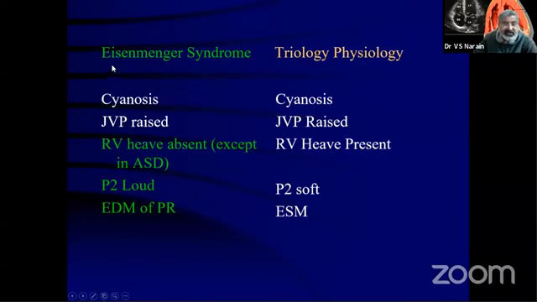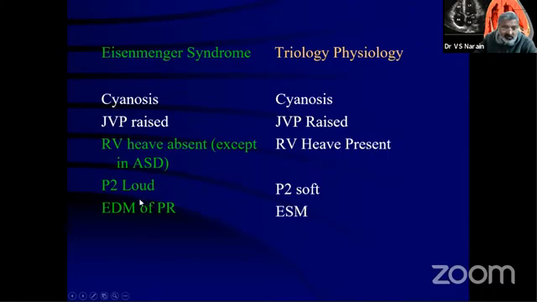How do you differentiate between Eisenmenger and tetralogy? In tetralogy, you will have an RV heave. In Eisenmenger, except for ASD, you will not get an RV heave. But the important point is that here the P2 will be soft, and here in Eisenmenger, P2 will be loud.